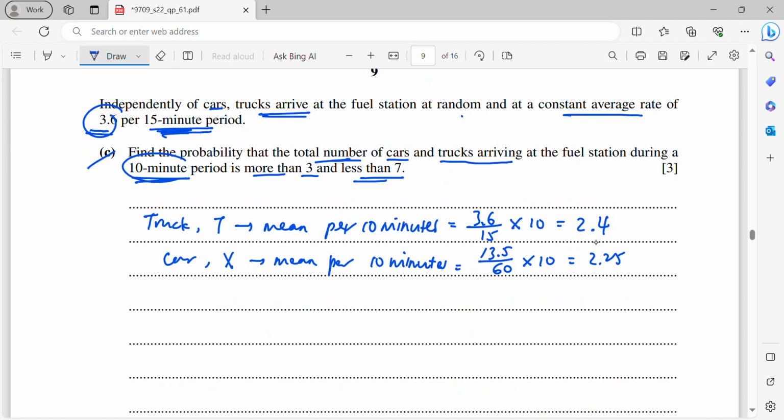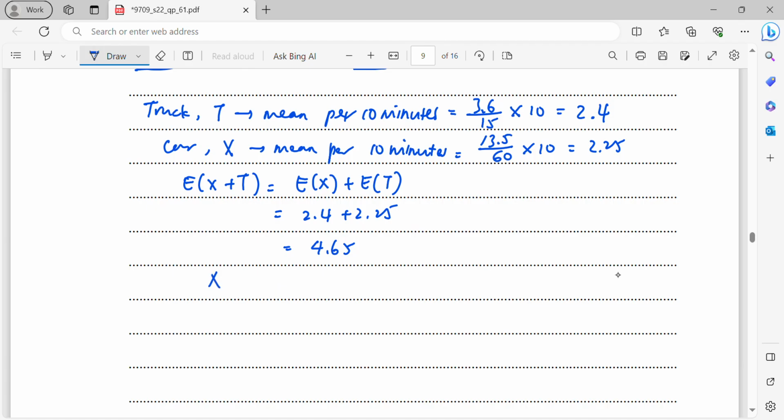And then now, the total number of cars and trucks arriving is more than 3 and less than 7. Now I need to get total, means I need to add. So expected of X plus T will be expected of X plus expected of T. Mean of X plus mean of T, that will be 2.4 plus 2.25. Then you will get 4.65. Okay, and we know that both are also Poisson distributed. Therefore, X plus T will be Poisson distributed with mean 4.65. Variance will be the same value as well.